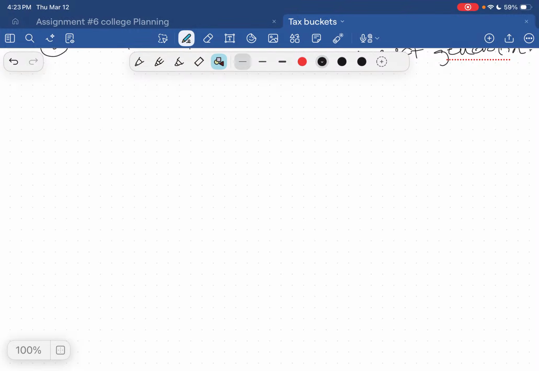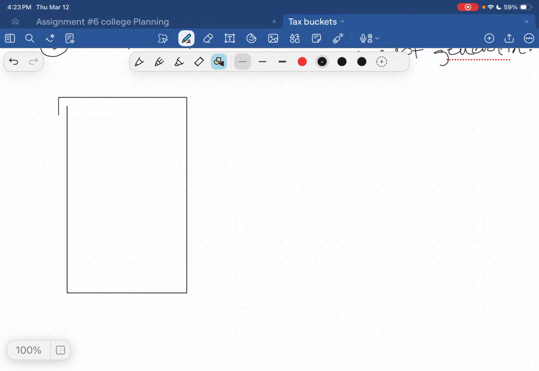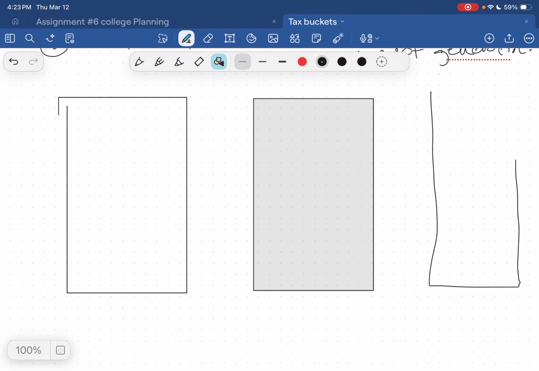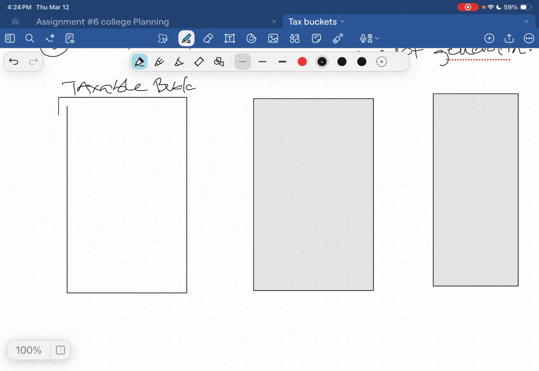So if we were to look at these three different tax buckets, let's just say we've got bucket number one, bucket number two, and then bucket number three. The first bucket is the taxable bucket. This first bucket is the one most people are familiar with. As the name says, it's the taxable bucket. This is where money goes after taxes are already paid.